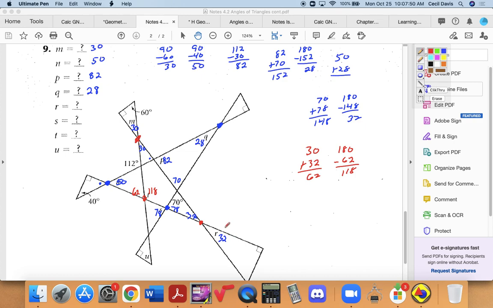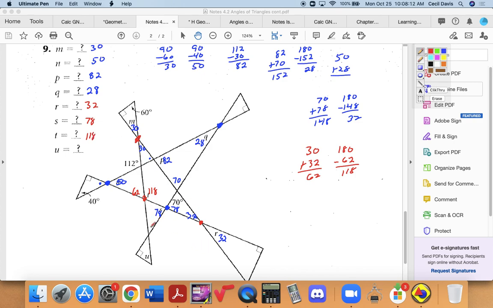Where are we to now? We're all the way down to U. Let's see, I need to fill in my chart up here. R was 32. S was, where is S? 78, thank you. And then T we just found was 118.